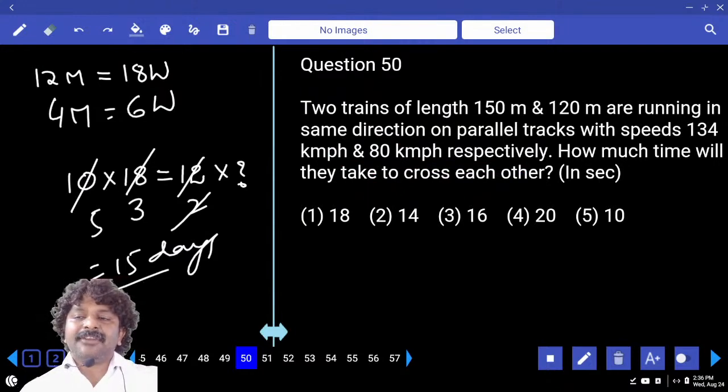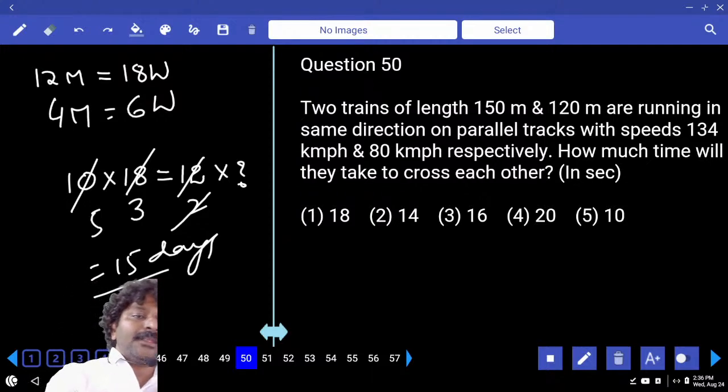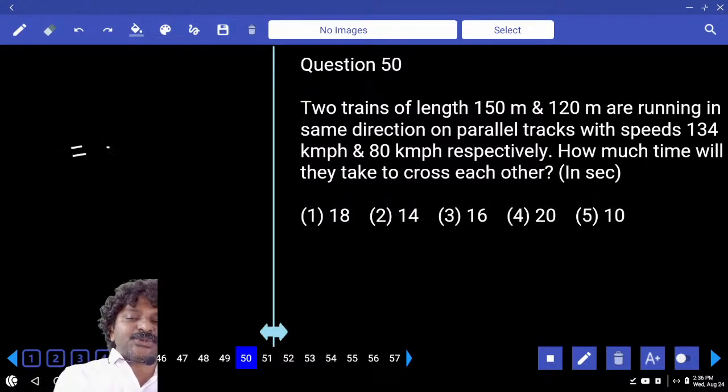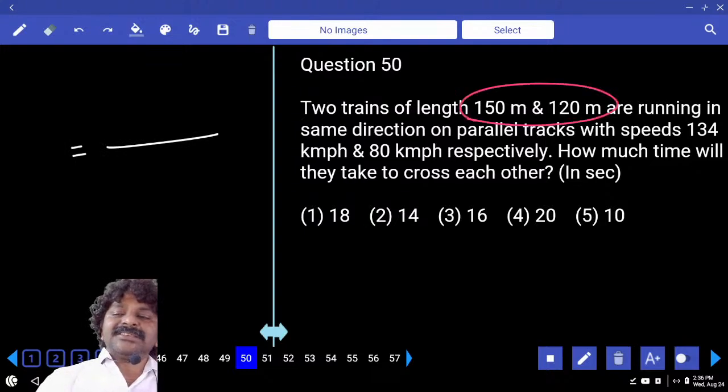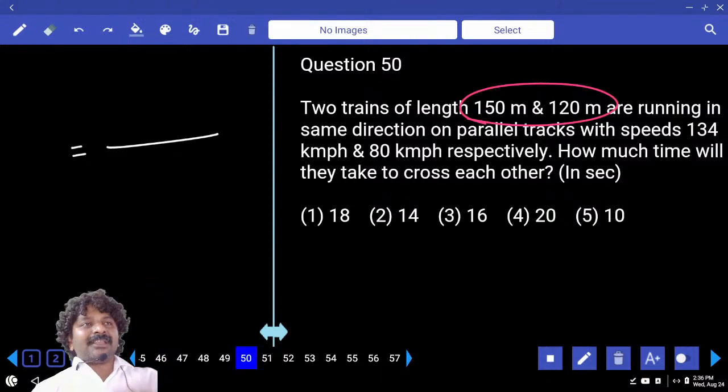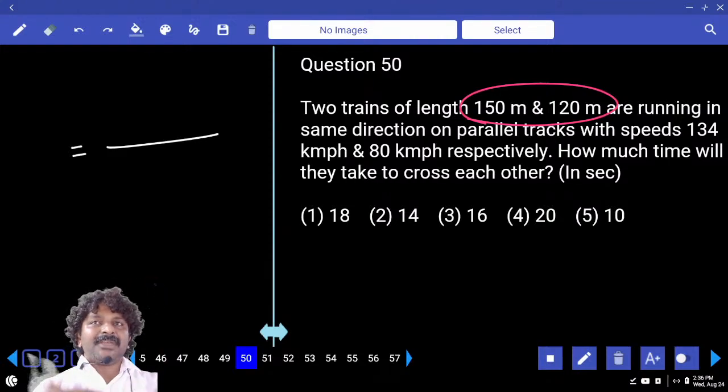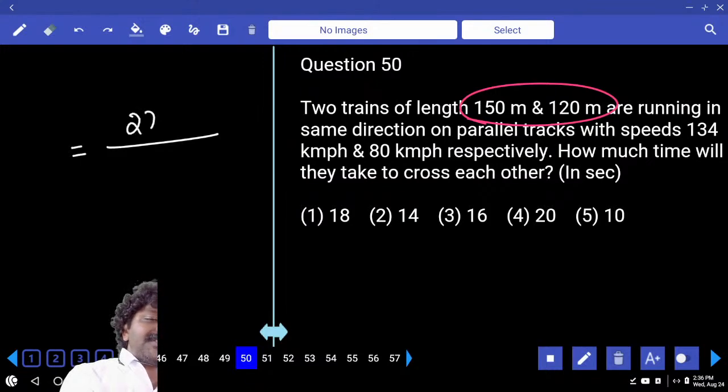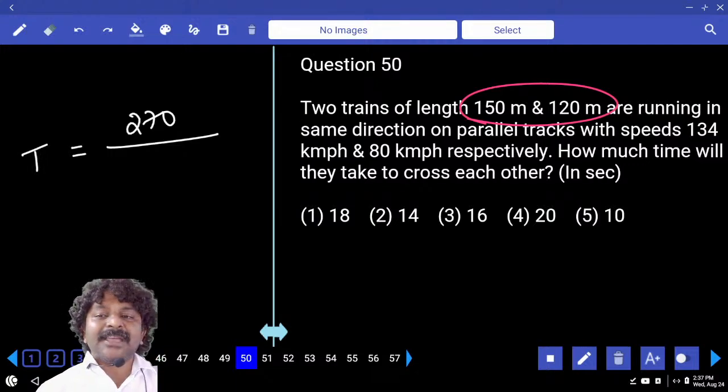Two trains of length 150 meters and 120 meters are running in the same direction on parallel tracks. The speeds are 134 and 80 km per hour respectively. How much time will they take to cross each other? In which direction are they moving? Then relative speed is S1 minus S2 only. If a train crosses another train, the distance covered is train length 1 plus train length 2, irrespective of whether they are moving in the same direction or coming from opposite directions. So what is the distance? 270. We were asked to calculate time t, which is distance by speed.